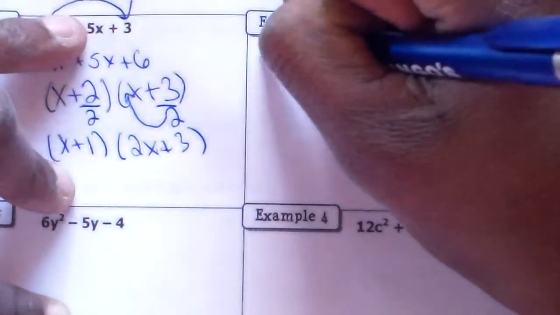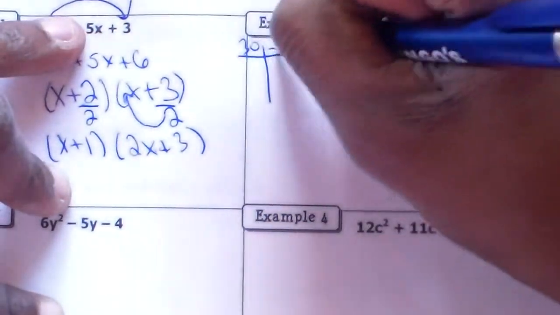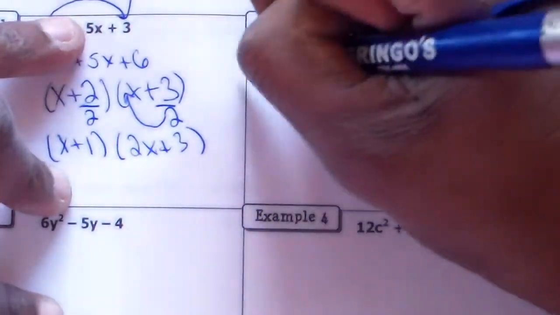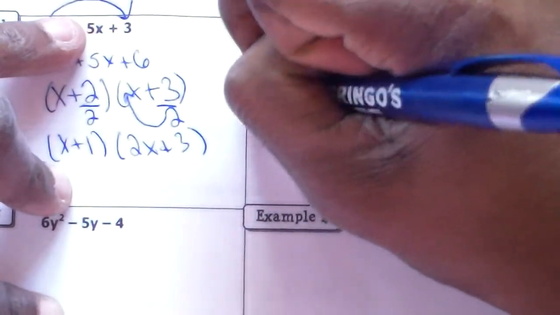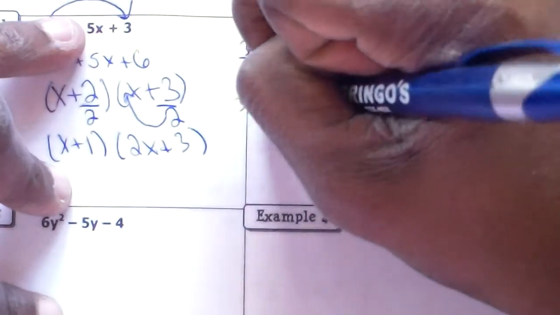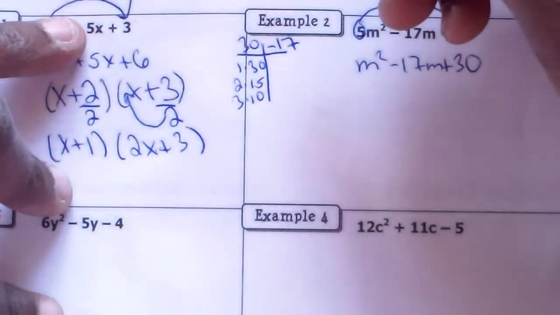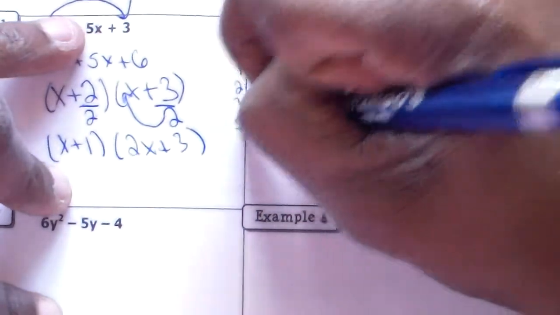We'll do our T-chart off to the side. On our T-chart, we have 30, and the middle term is negative 17. Factors of 30 are 1 times 30, 2 times 15, 3 times 10, and I think that's it. 4 doesn't go in there. 5 times 6.